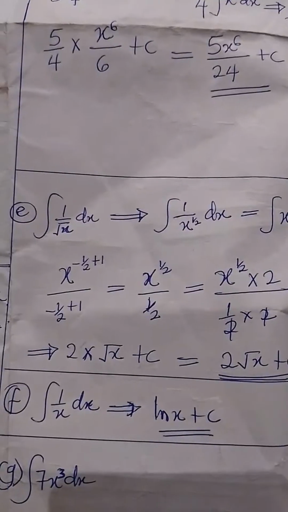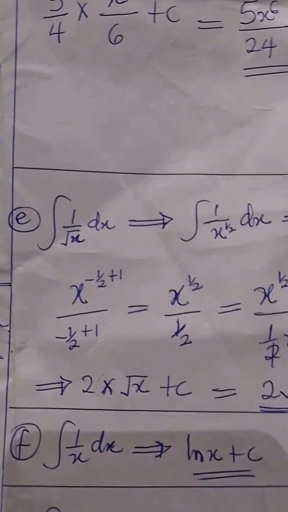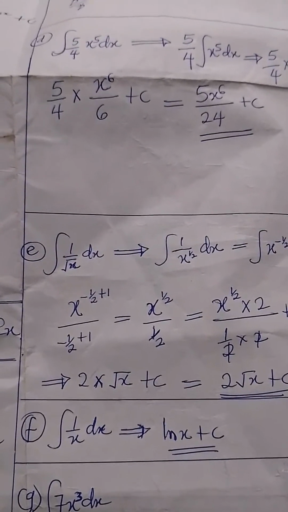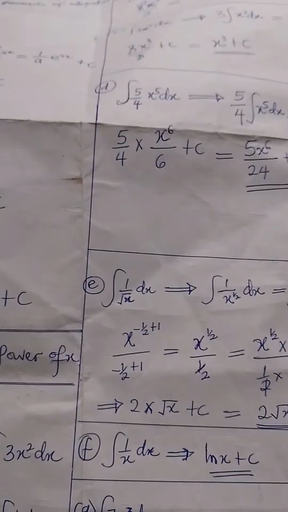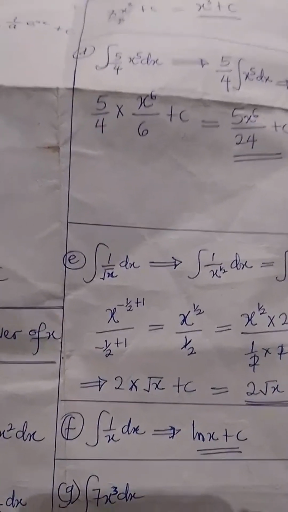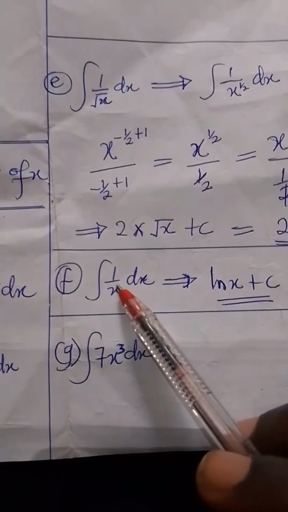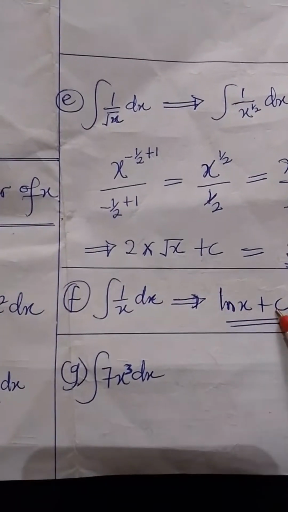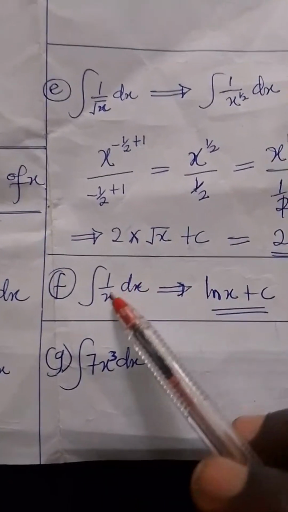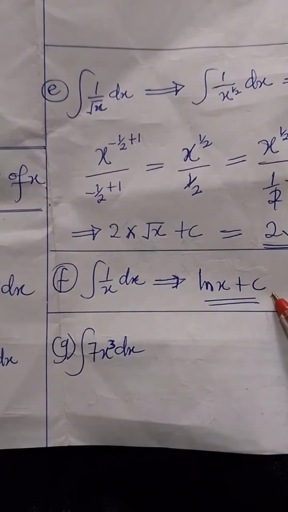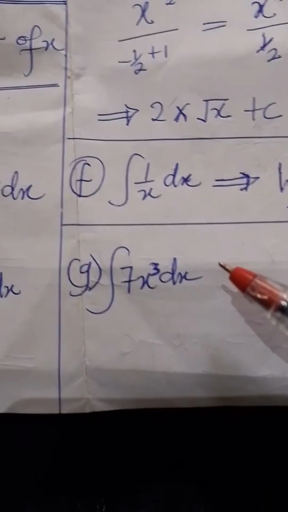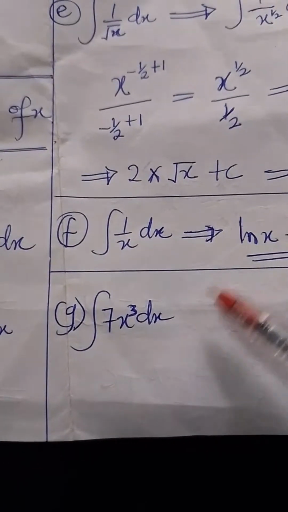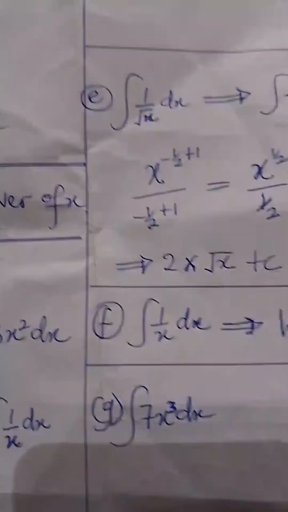So you can pause the video, go back to watch any area you didn't understand clearly. From there, I will give you this to do. We have the integral of 1 over x dx. 1 over x is always ln x, so that's it. Nothing to solve there. When you integrate 1 over x, it is ln x. So here, solve this. Pause the video, solve this and drop your answer in the comment section, please.